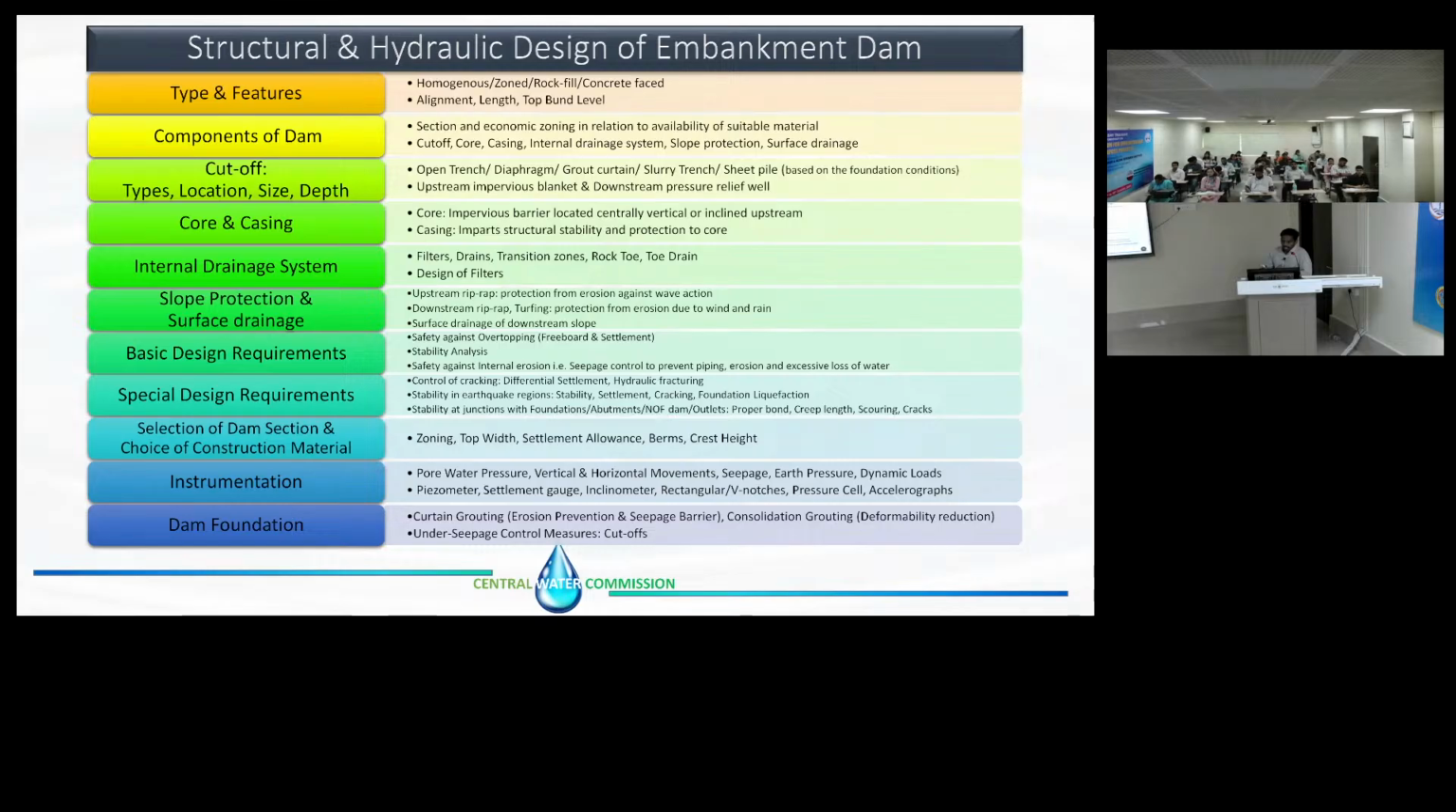So while selecting and designing this embankment dam, these are the different components you have to check. I'll just go through. We'll come back to this concrete dam stability again.